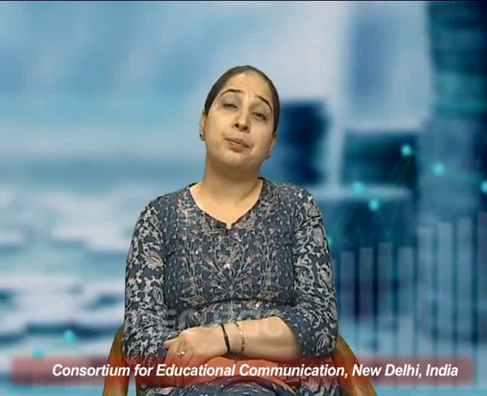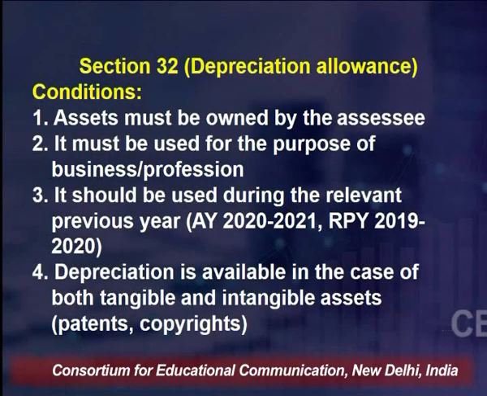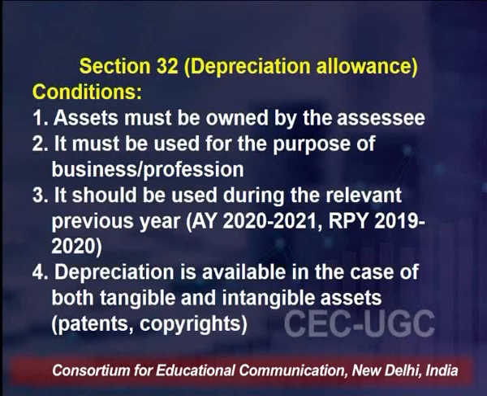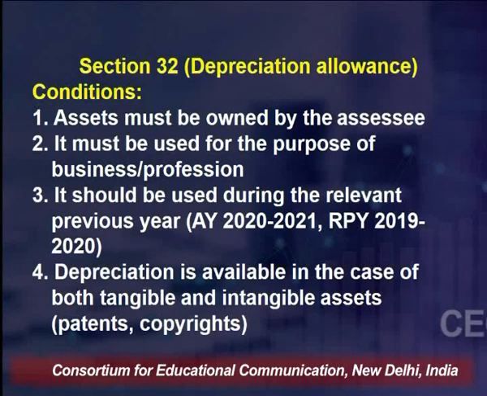Now, since we are talking about the depreciation allowance, there are certain conditions which are given under this section 32. First, the asset must be owned by the assessee. That means the asset in respect of which you want to claim depreciation allowance must be owned by the assessee. The asset should be the assessee's own; it should not have been taken on rent or lease.